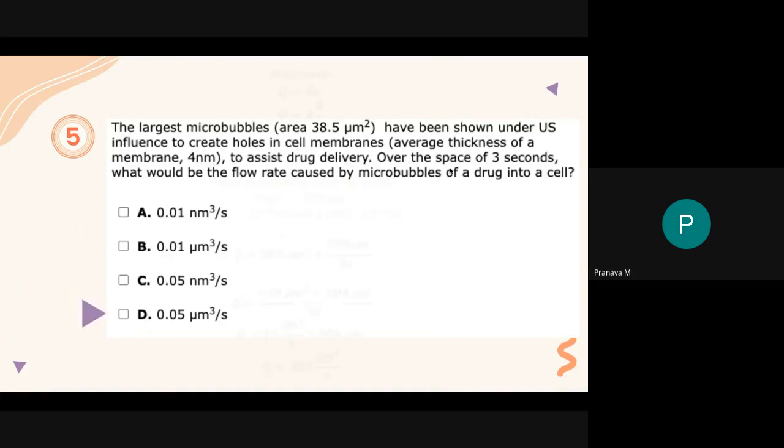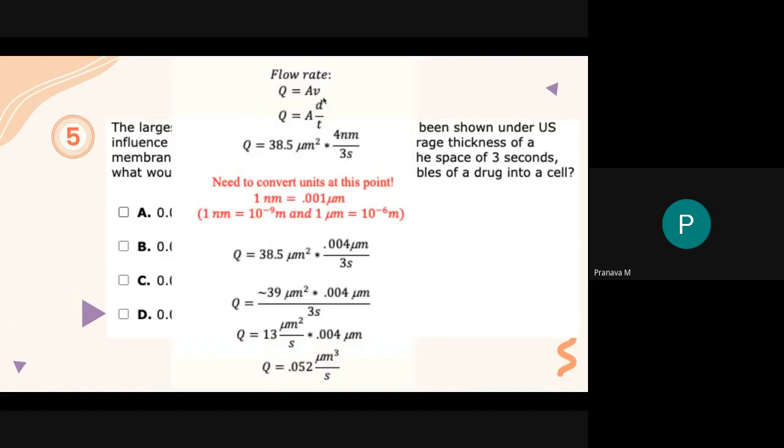So the equation that you're looking for is the flow rate equation, which is Q equals area times velocity, our most familiar form. But because we're given thickness, which is like our distance, and then our time, you have to just rewrite velocity as distance over time. So then we plug in our values: 38.5 micrometers squared times 4 nanometers over 3 seconds.